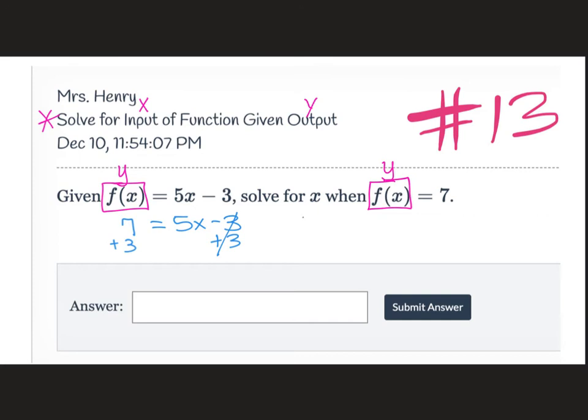So when I simplify this, I get 10 equals 5x, and then my last step would be to divide by 5. So my answer is 2 is equal to x. So all you'll have to put in the answer is 2, positive 2.